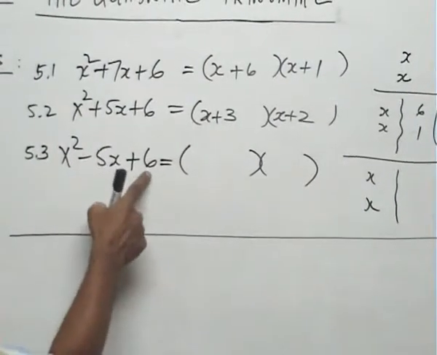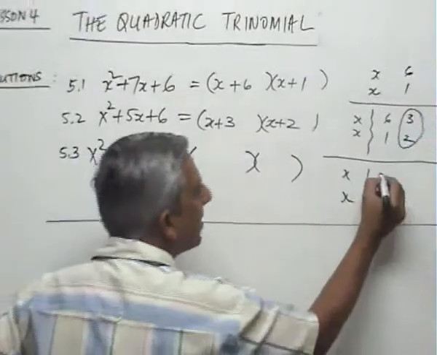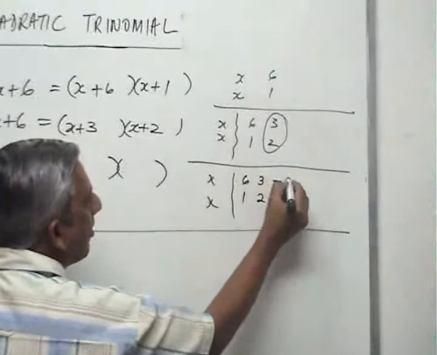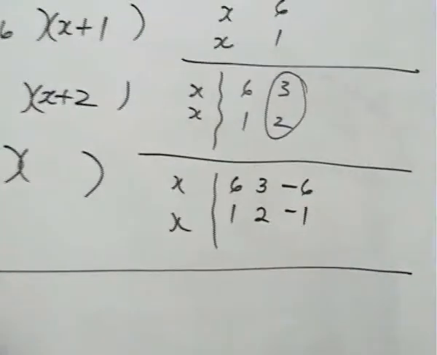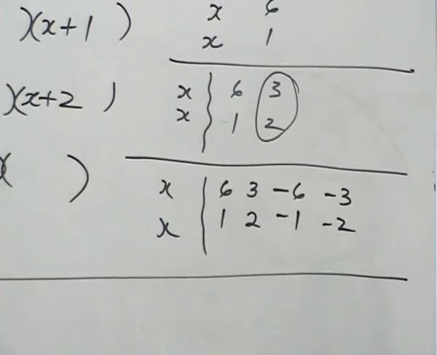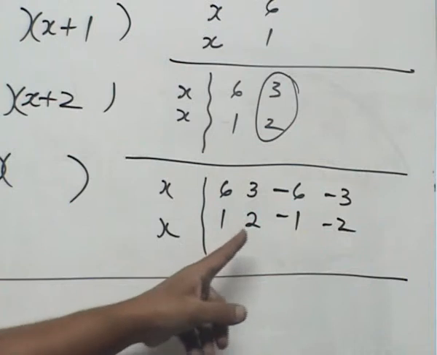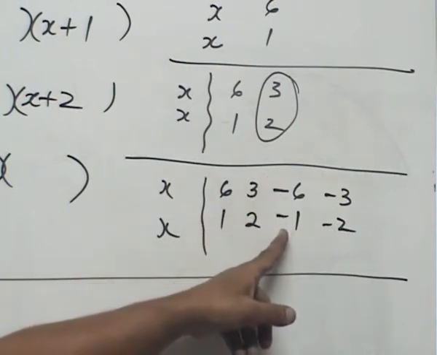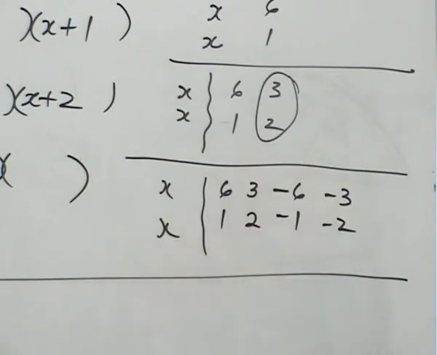That means, what times what will give me 6? Well, 6 times 1 will give me 6. 3 times 2 will give me 6. Minus 6 and minus 1 will give me 6. And minus 3 and minus 2 will also give me 6. You see, when I multiply them, 6 times 1 will give me 6. 3 times 2 will give me 6. Minus 6 and minus 1 will give me plus 6. Minus 3 times minus 2 will give me plus 6.